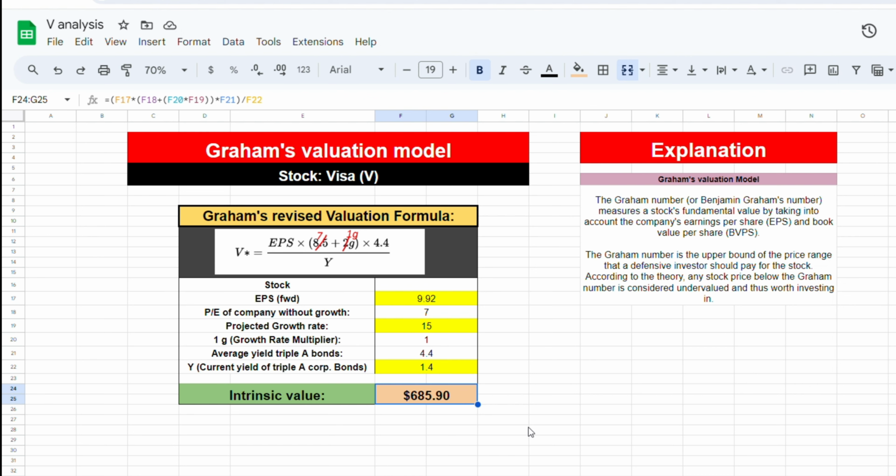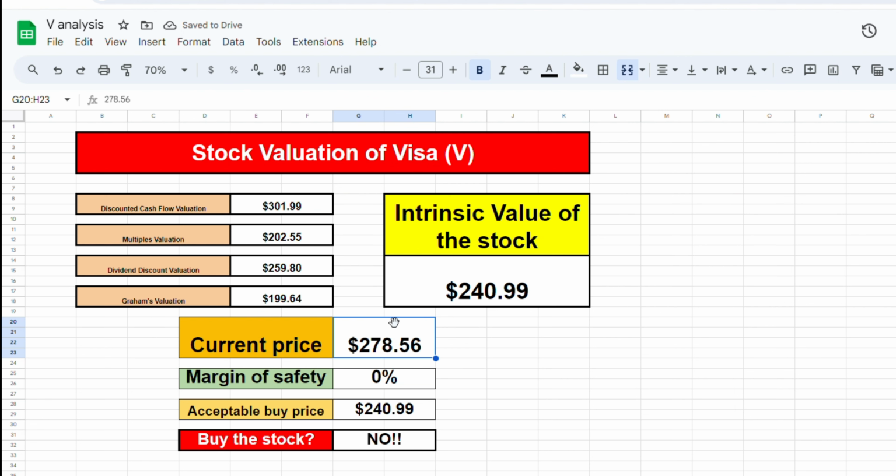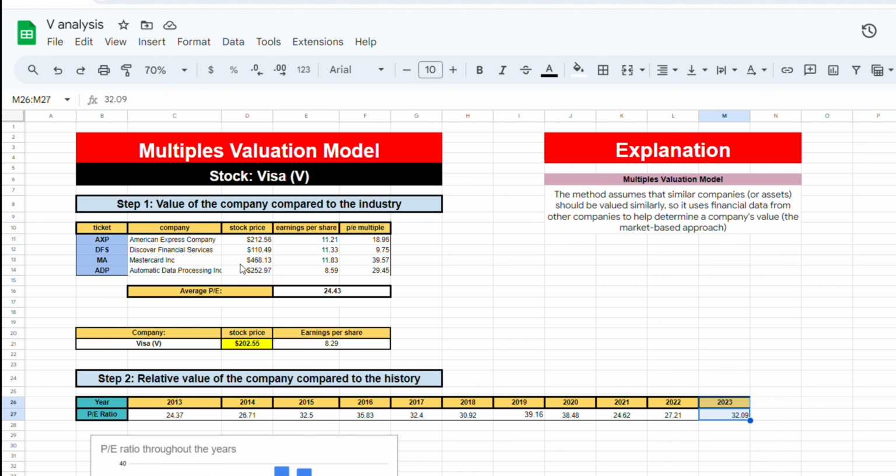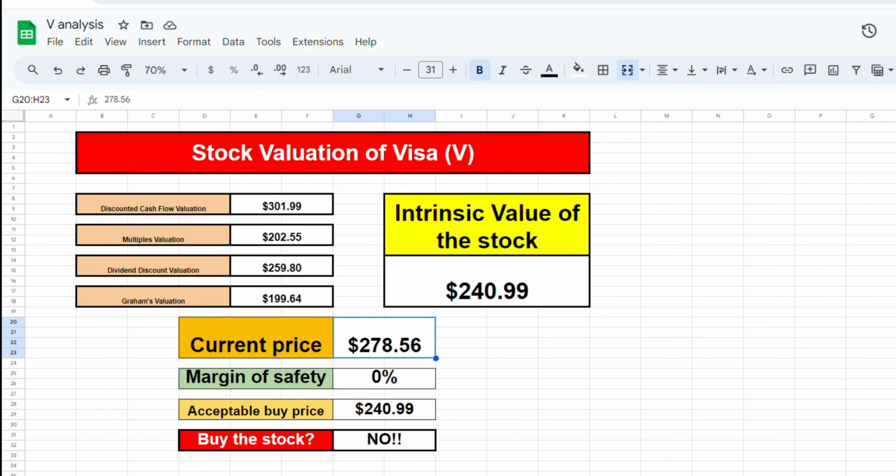After having calculated the intrinsic value using numerous valuation models, we come to a stock price of $241. This is below the current market price of $278. But like I said, there are a few things that heavily influence the valuation of some methods, like the current yield on AAA bonds in Graham's method and being too reliant on other companies in the multiples valuation model. I think the discounted cash flow and dividend discount valuation models are much more representative for Visa.